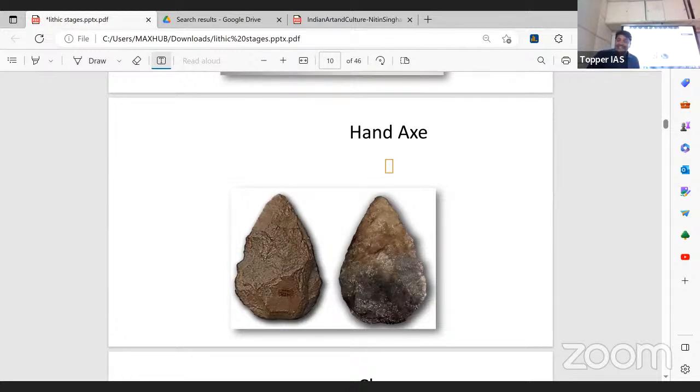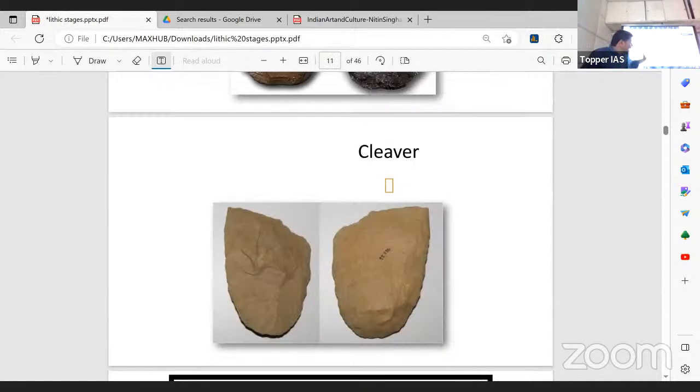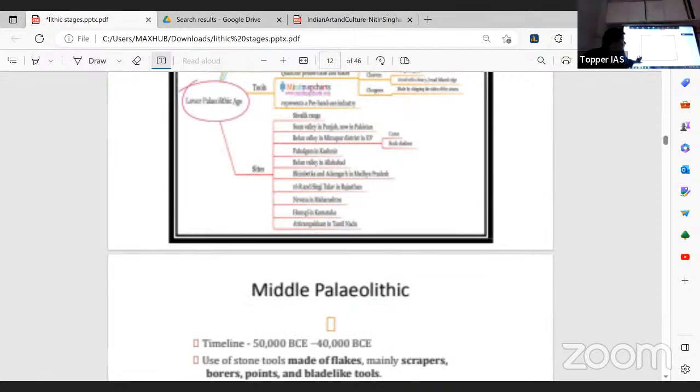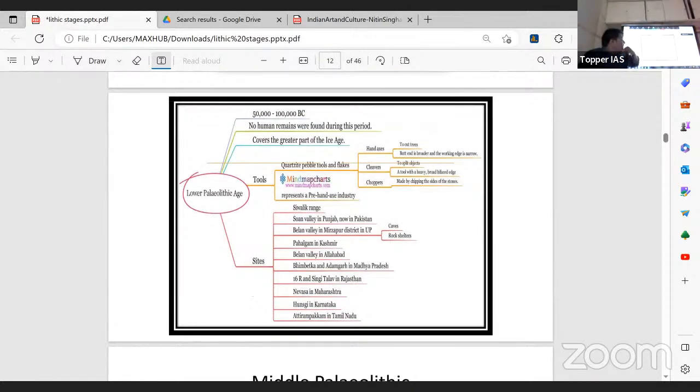This has been asked in an exam: the hand axe used to have a broader base with a narrow tip. This is a cleaver, sharp on both sides. And these are some maps, but anyway, they will be there in the slides.